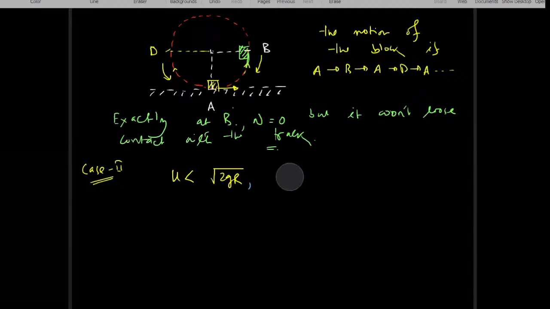So in this case, the block will come to rest.